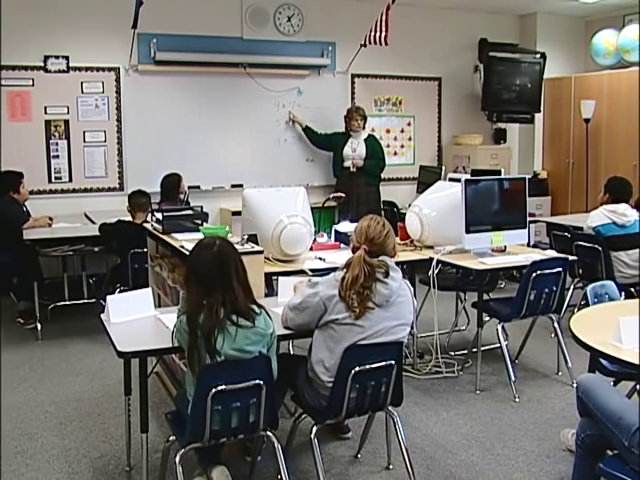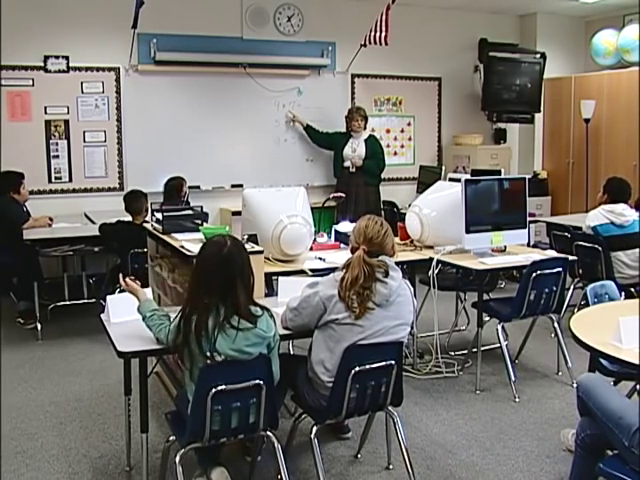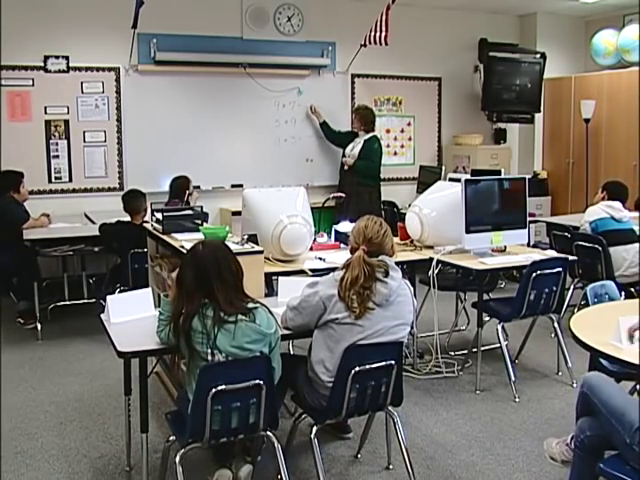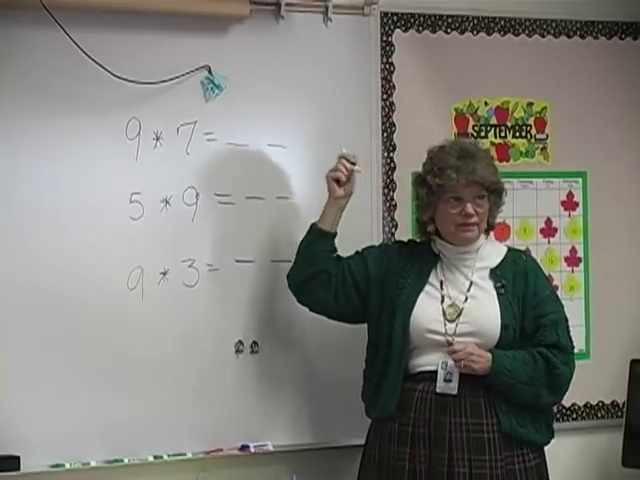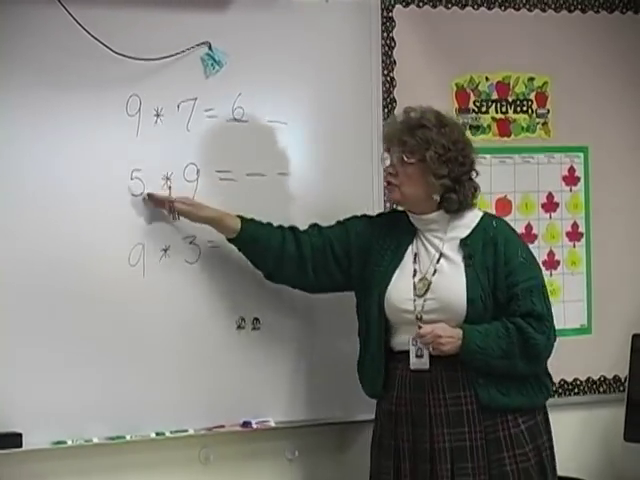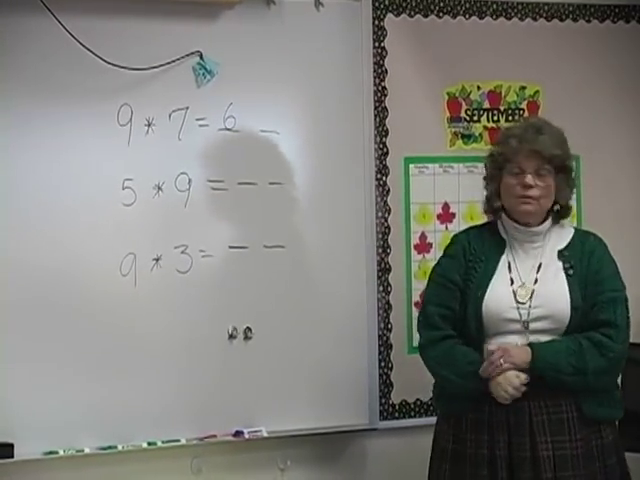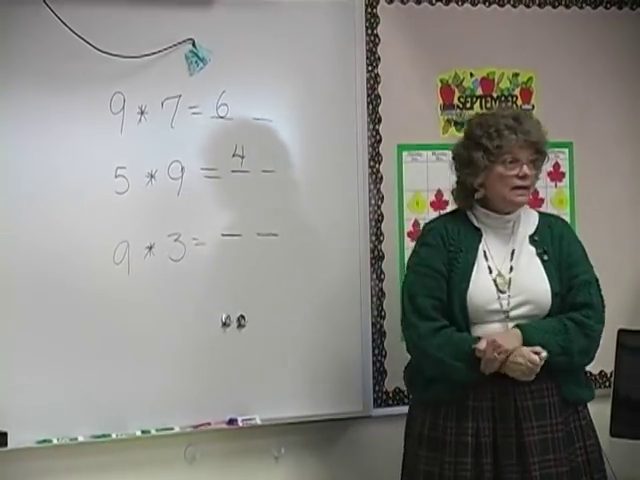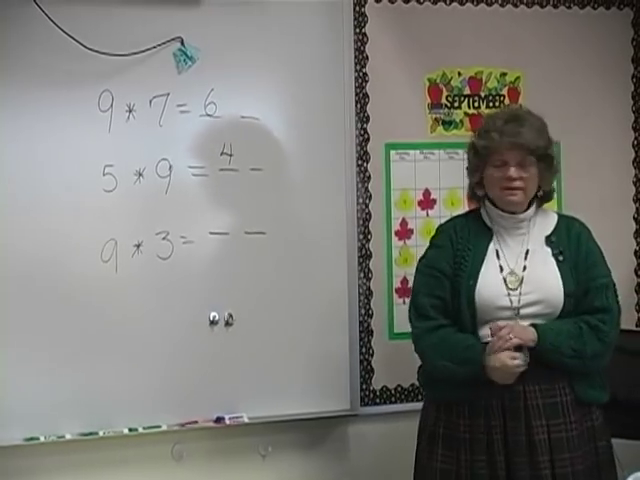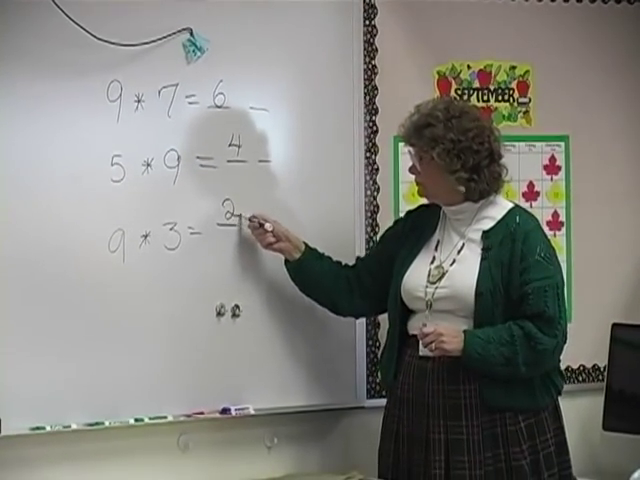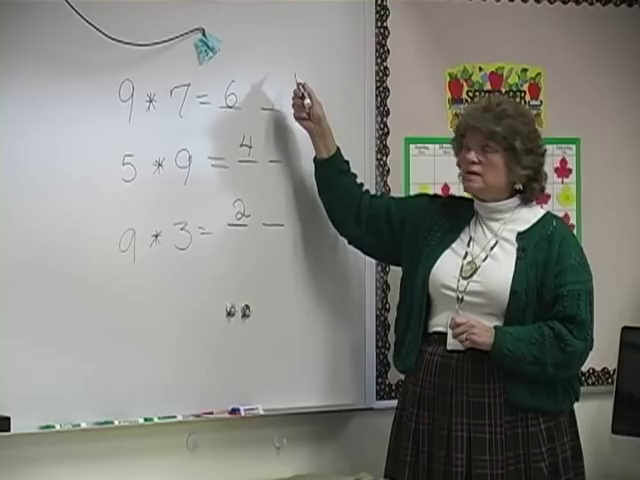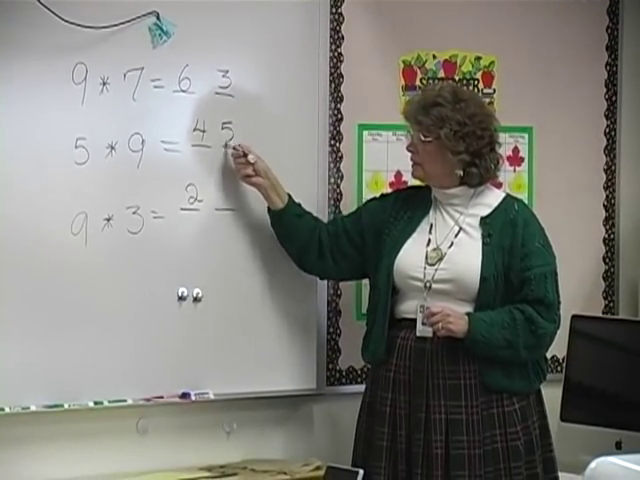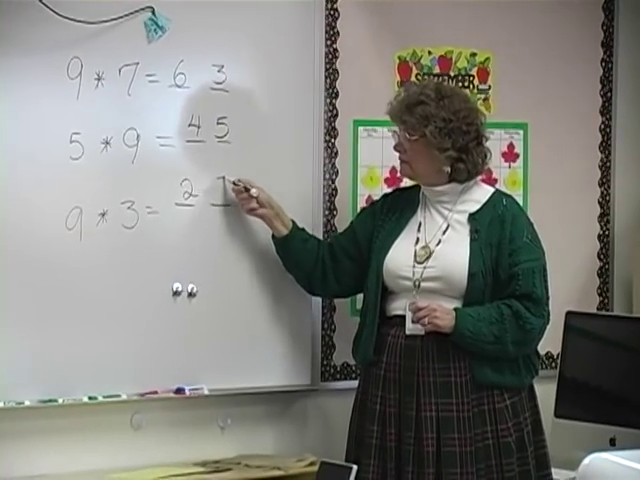does everyone remember what to do when you look here? Which digit is not a 9? 7. 1 less than 7 is? 2. Which digit is not a 9? 5. 1 less than 5? 4. Which digit is not a 9? 3. 1 less than 3? 2. When I said 6, you said? 3. When I said 4, you said? 5. When I said 2, you said? 7.